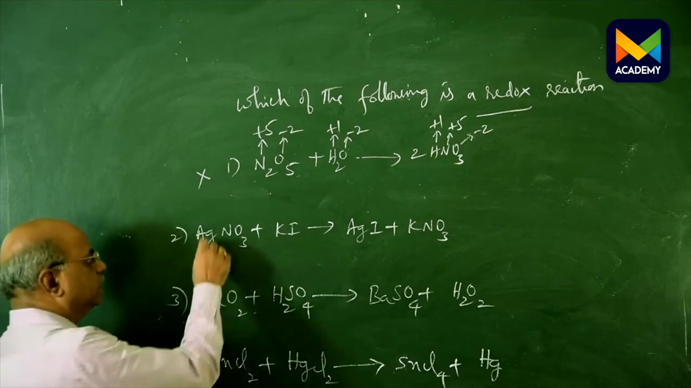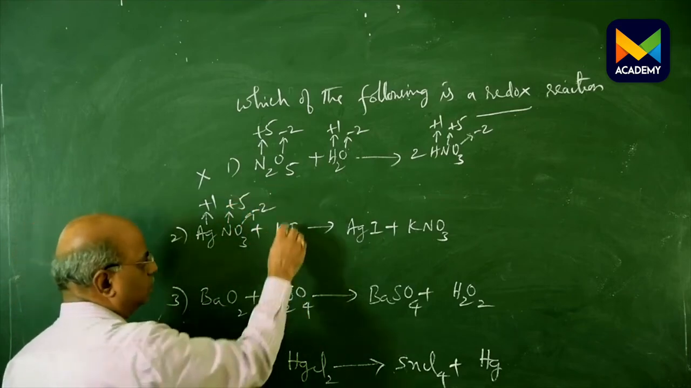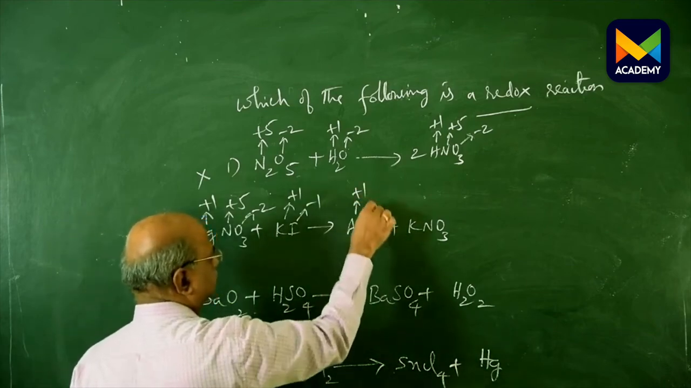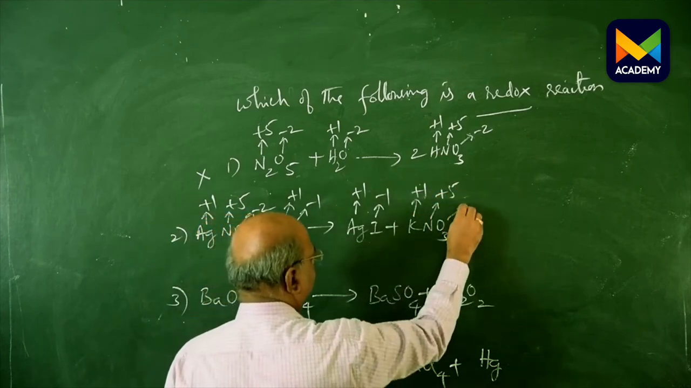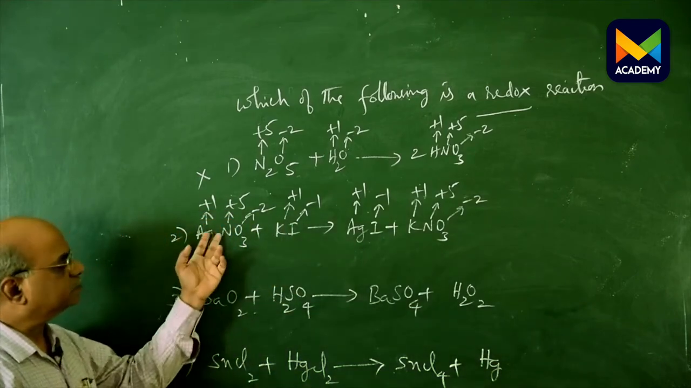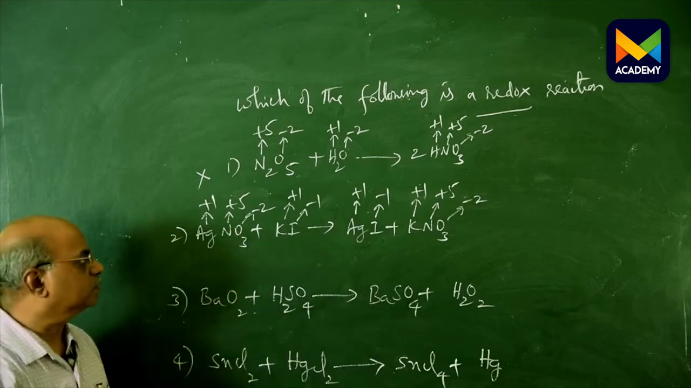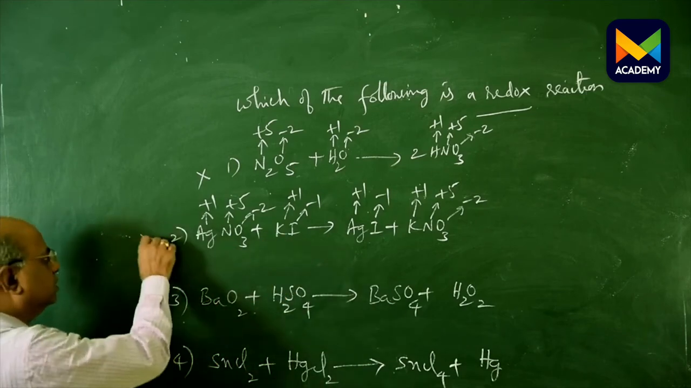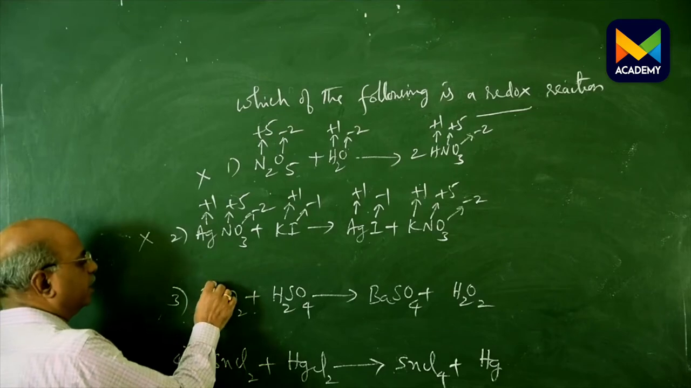Coming to second case, in silver nitrate, silver is plus 1, nitrogen plus 5, oxygen minus 2, potassium plus 1, iodine minus 1. In silver iodide, silver plus 1, iodine minus 1, potassium plus 1, nitrogen plus 5, oxygen minus 2. Silver plus 1 to plus 1, no change. Nitrogen plus 5 to plus 5, no change. Oxygen minus 2 to minus 2. Potassium plus 1 to plus 1. Iodine minus 1 to minus 1. So no change in oxidation state of any element. Once again, it is also a non-redox reaction.